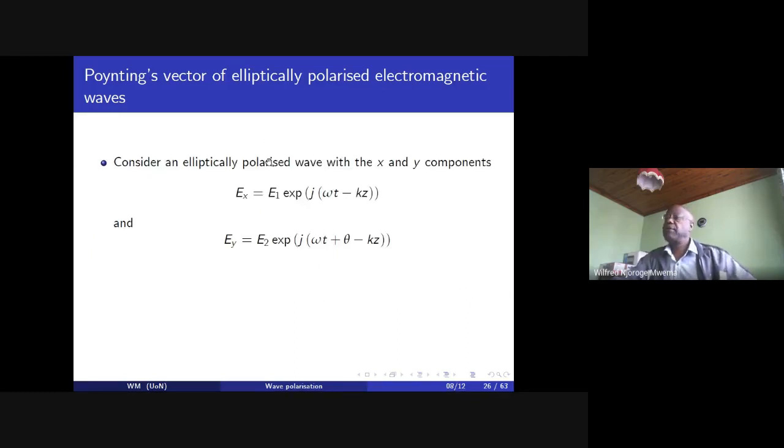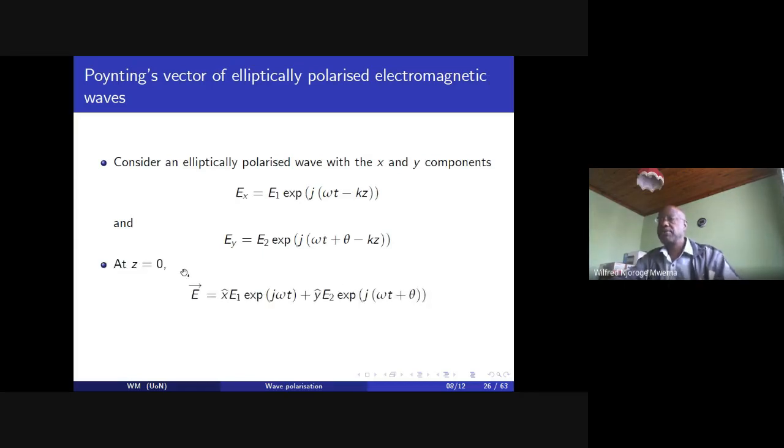Now, suppose the wave we are dealing with is elliptically polarized, so it has X and Y components of unequal amplitudes. We have Ex equal to E1 exponent of j omega t minus kz. Ey is equal to E2 exponent of j omega t plus theta minus kz, where theta is the angle by which Ey leads Ex. Remember, the associated magnetic fields are Hy associated with Ex and Hx associated with Ey.